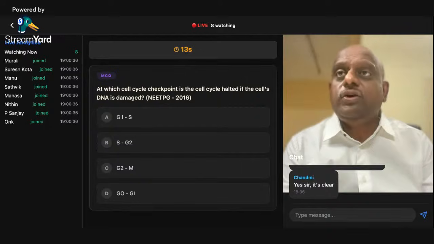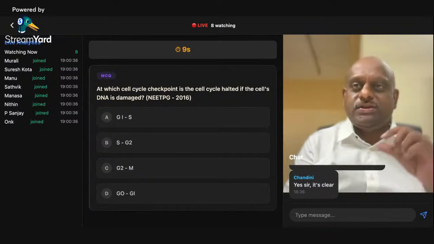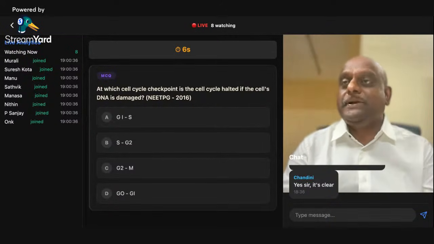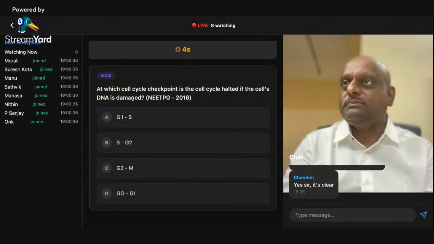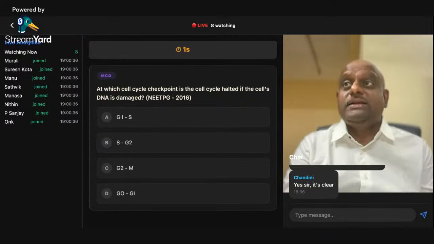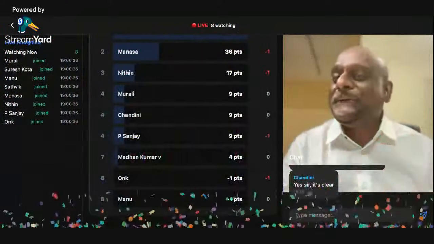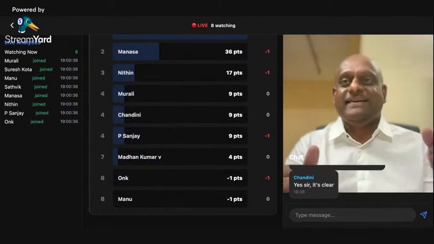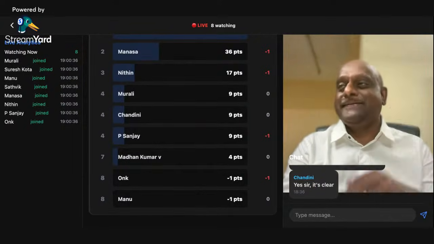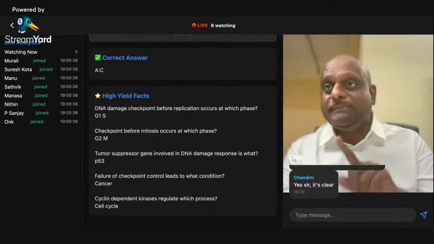Now, let's see. At which cell cycle checkpoint is the cell's DNA damage checked? Come on, punch your answer, doctor. At which checkpoint is the cell's DNA damage checked? Oh no, Satvik, Manasa, Nitin, Sanjay, ONK, everyone clean bowled. So, you should know it is G2M.